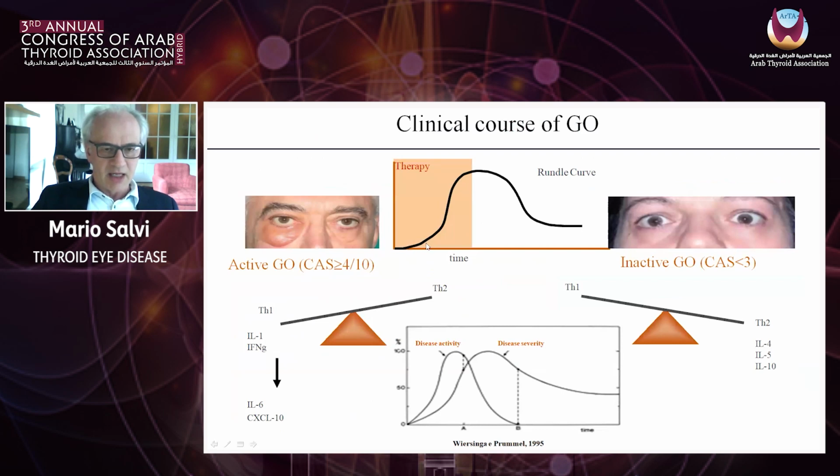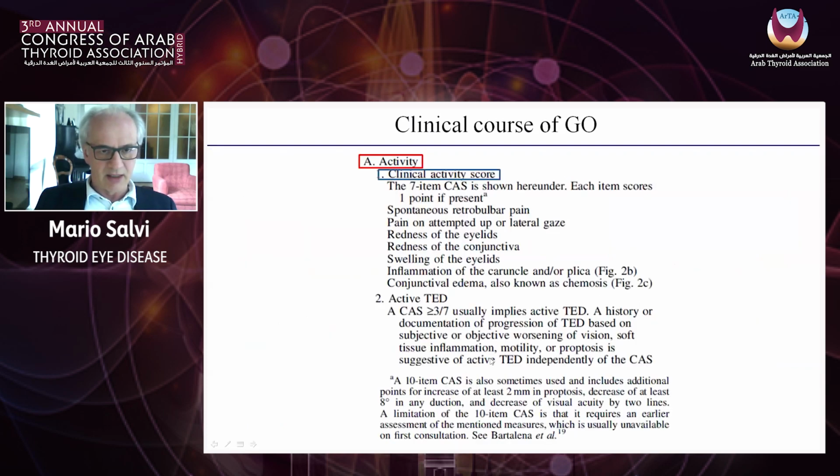The characteristic course of the disease is depicted by this curve, the so-called Rundle curve. There is an increase of inflammation and severity during the inflammatory phase of disease, which then stabilizes and then has a somewhat self-limited improvement. The activity may interact with the disease severity, although how these two curves interact is not that clear. Activity is defined as the phase in which the disease is inflamed and progresses.